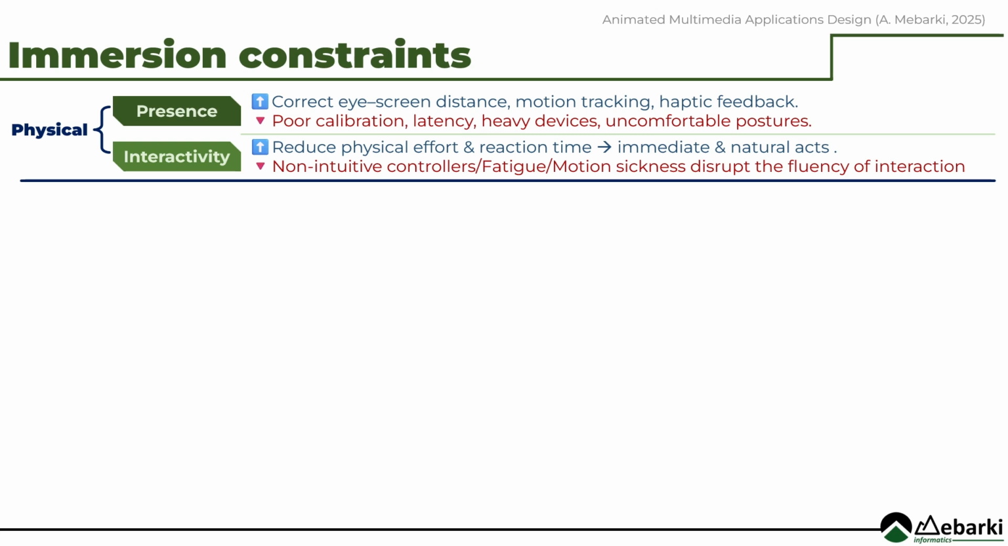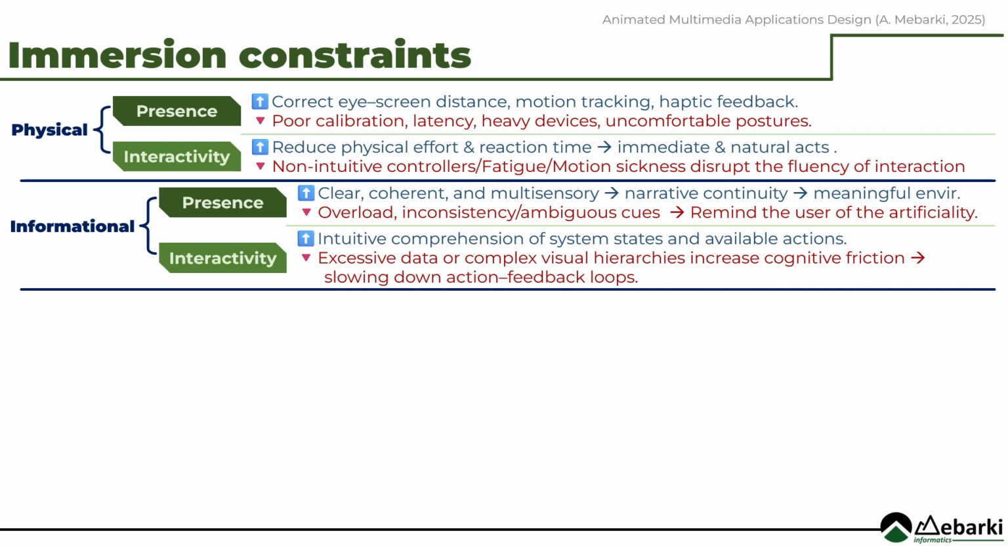there. Second, informational ergonomics. Effect on presence. Clear, coherent, and multisensory information maintains perceptual realism and narrative continuity. Users feel embedded in a meaningful environment. Overload, inconsistency, or ambiguous cues break the perceptual frame and remind the user of the artificiality of the medium.